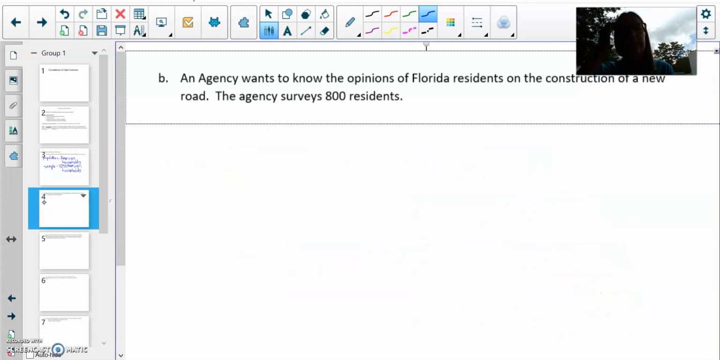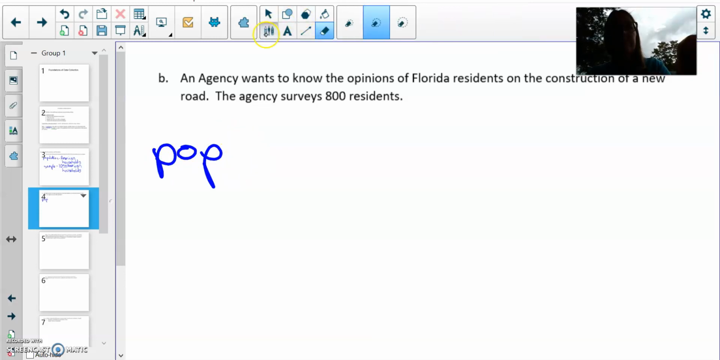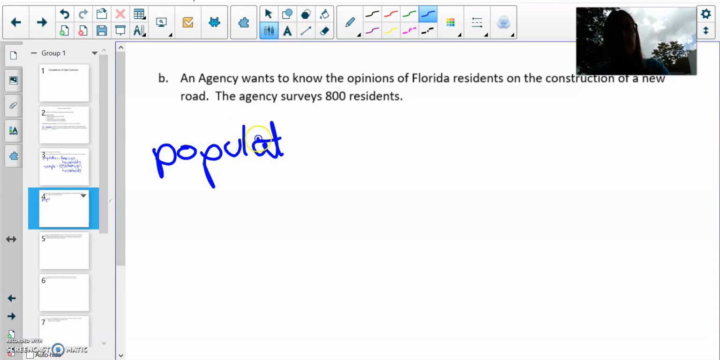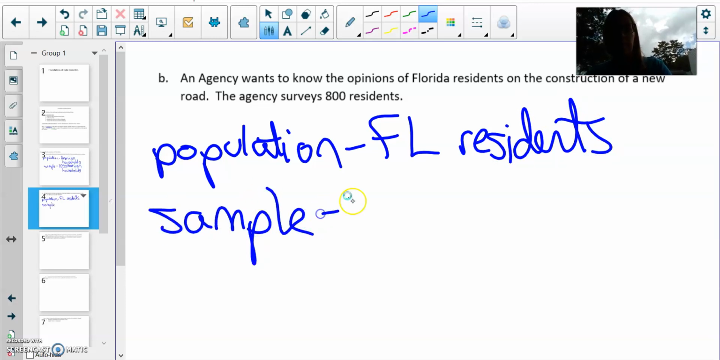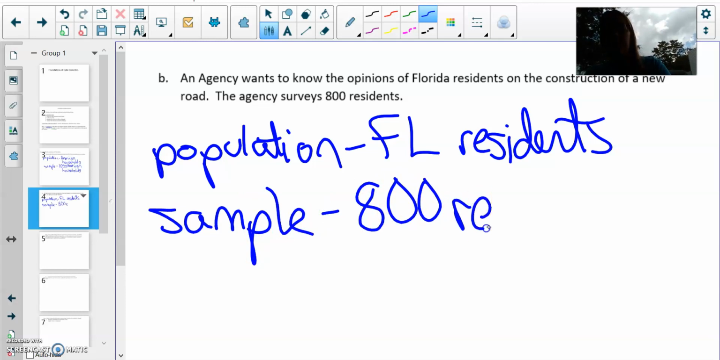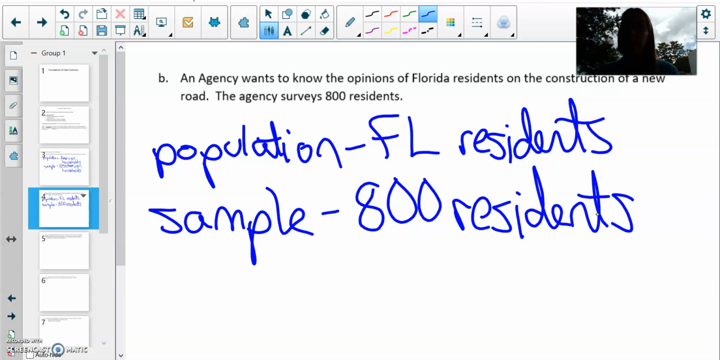Okay, looking at our next example, an agency wants to know what the opinions of Florida residents are on the construction of a new road. The agency surveys 800 residents. So the population are the Florida residents, and the sample is the 800 residents that they surveyed. So the sample is typically smaller than the population.